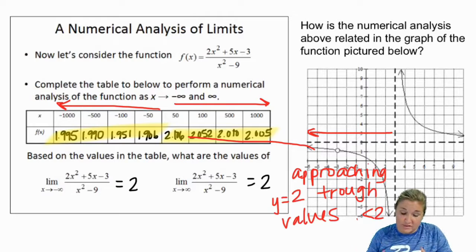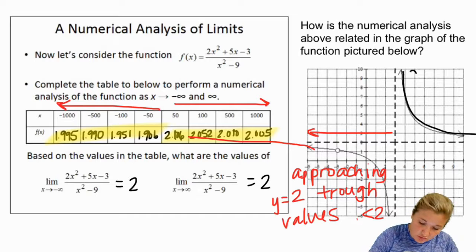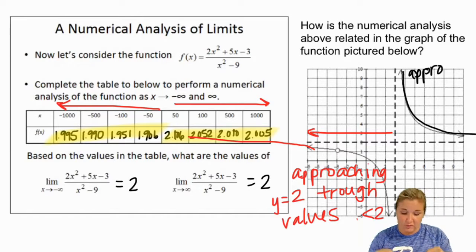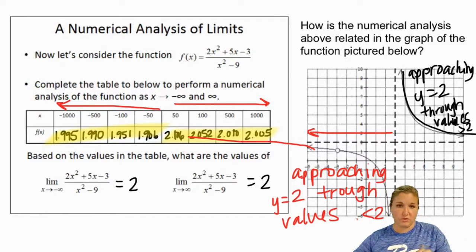So then likewise on the right side, as x approaches positive infinity this way, it's still approaching the same thing, except we're approaching y equals 2 through values that are greater than 2. So like 2.000001, greater than 2. Those get very, very close to 2, but never obviously touch 2.